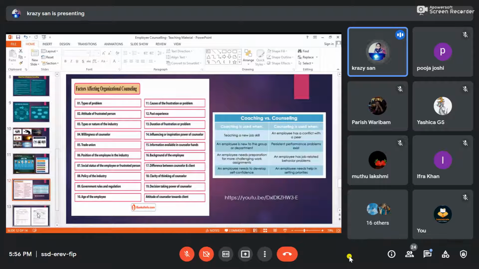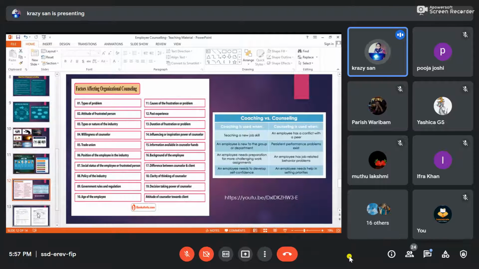Then factors affecting organizational counseling. Before that, let me tell you there's a difference between coaching and counseling. Coaching is used when teaching a new job skill. Counseling is used when an employee has a conflict or peer problems. In coaching, an employee is new to the group or the department, whereas in counseling, a persistent performance problem exists. A person was giving consistently good performance, all of a sudden something happened and the performance is not coming out. So you start doing counseling for them.